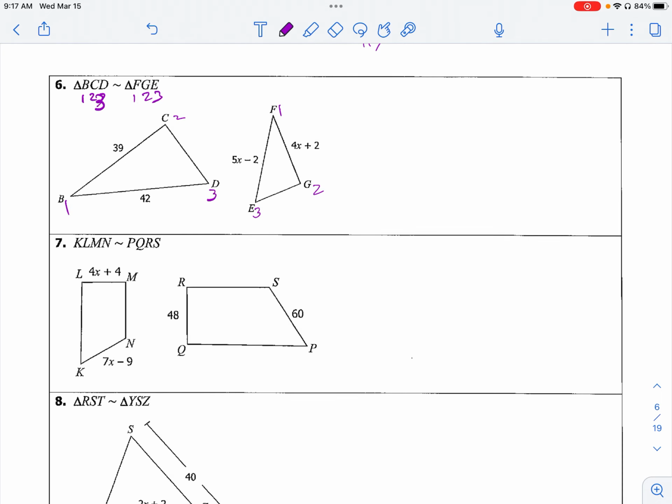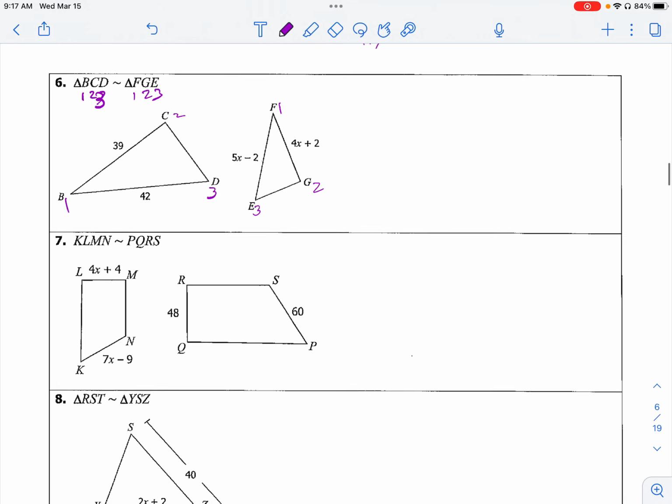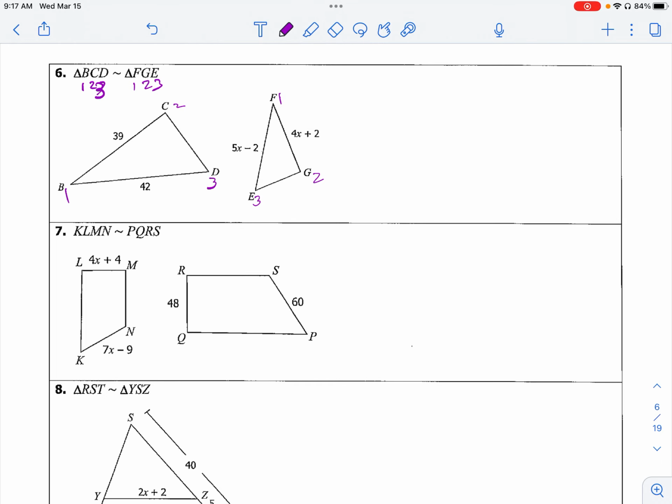We got to solve for x, and we got multiple x's in here, but that's okay. We're just going to put it together the way we always do, and then we'll work it out. So between 1 and 2, and between 1 and 2, and since BCD is listed first, it's going to go on top. So I got 39 over 4x plus 2.